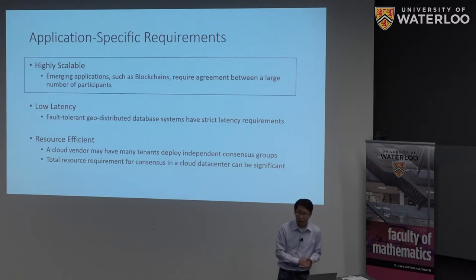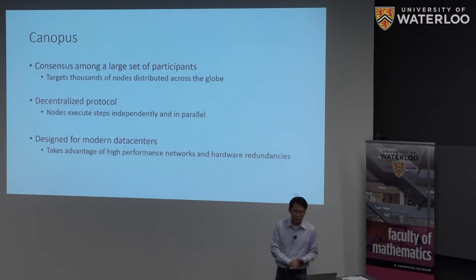So the first system that I'm going to talk about is called Canopus, which is our scalable consensus protocol. Canopus is scalable for two main reasons. The first is that it is a completely decentralized design. There's no distinguished leader in Canopus. And what this means is that it has improved load balance.